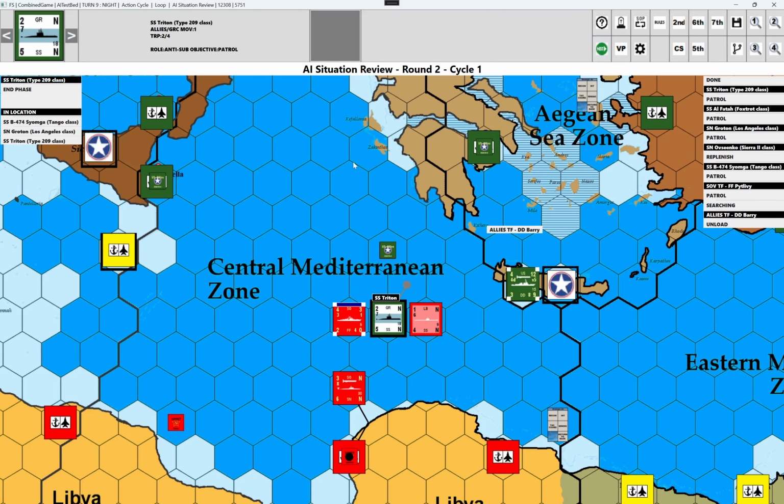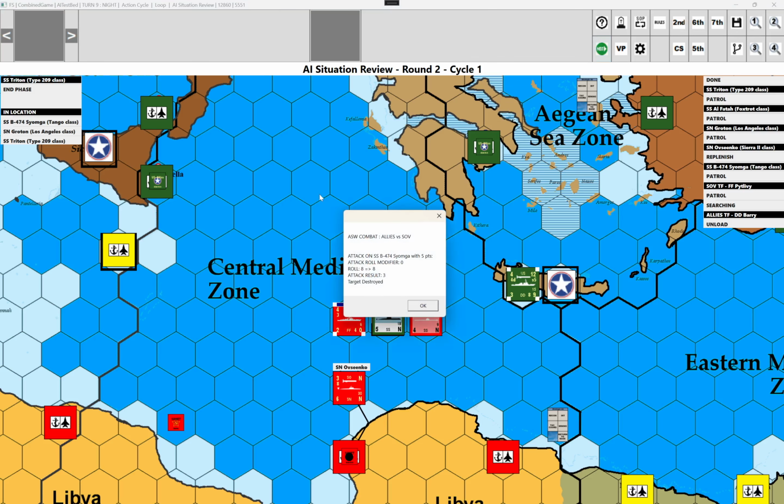He's there, and this guy's almost home. Now let's see if there's any target destroyed. Somebody's destroyed. Oh, the Tango. He did. Groton is attacked again by somebody for 2 points. Oh, must be this guy.